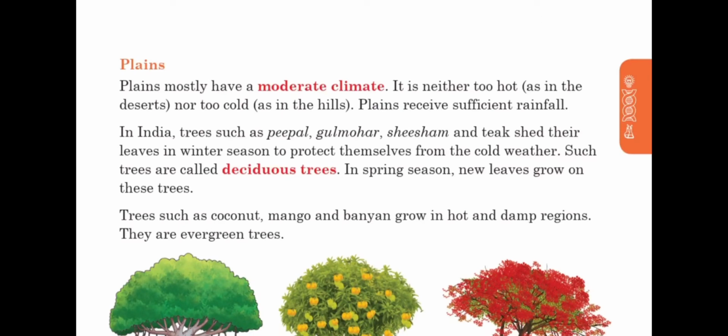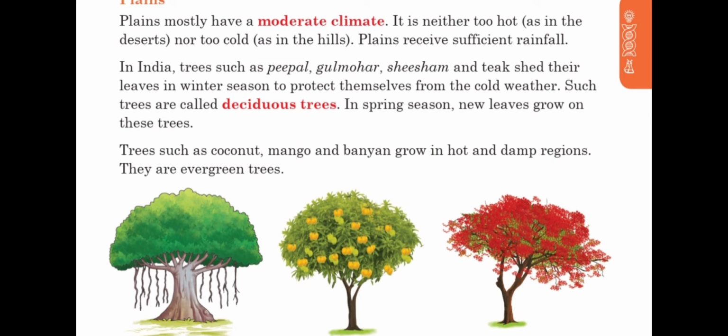Plains. Plains mostly have a moderate climate. It is neither too hot nor too cold. Plains receive sufficient rainfall. In India, trees such as peepal, gulmohar, shisham and teak shed their leaves in the winter season to protect themselves from the cold weather. Such trees are called deciduous trees. In the spring season, new leaves grow on these trees.